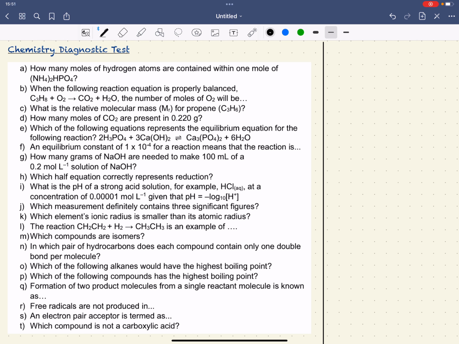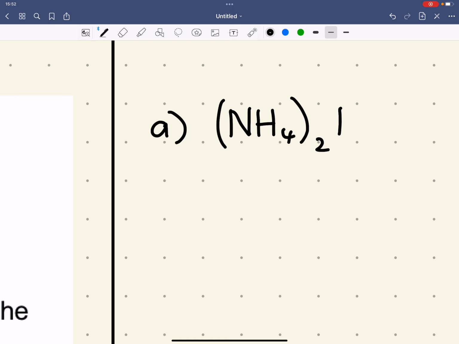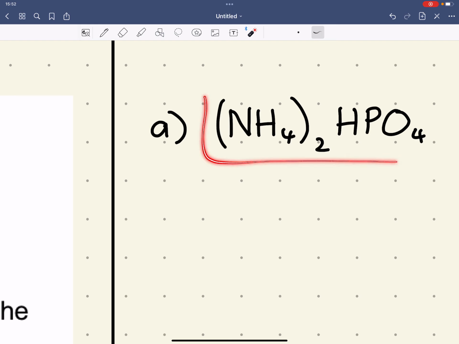So A was how many moles of hydrogen atoms are contained within a mole of this (NH4)2HPO4, we call this ammonium hydrogen phosphate. Okay, so let's have a look at the answers to this. It says how many moles of hydrogen atoms are contained within 1 mole of this. And it's literally just a case of counting the number of hydrogen atoms in this ammonium hydrogen phosphate.